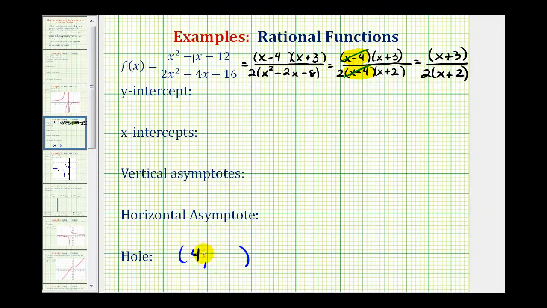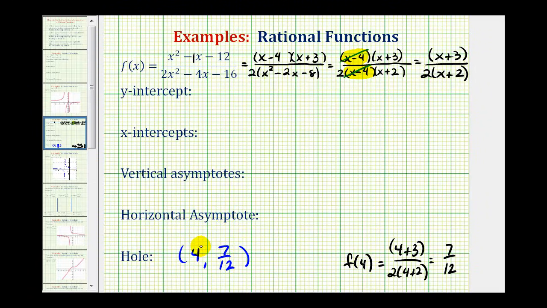Now to determine the y-coordinate of where this hole will be, we can now evaluate the simplified function at x equals 4. So f of 4 of the simplified function would be 4 plus 3 divided by, we'd have 2 times 4 plus 2. This is going to be 7. This will be 6 times 2 or 12. So there'll be a hole in the graph at the point 4, 7/12.